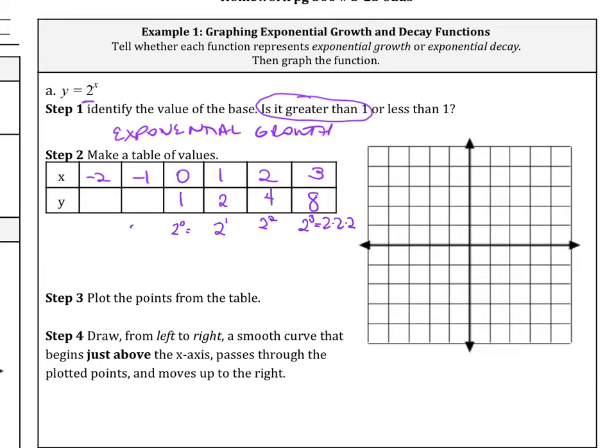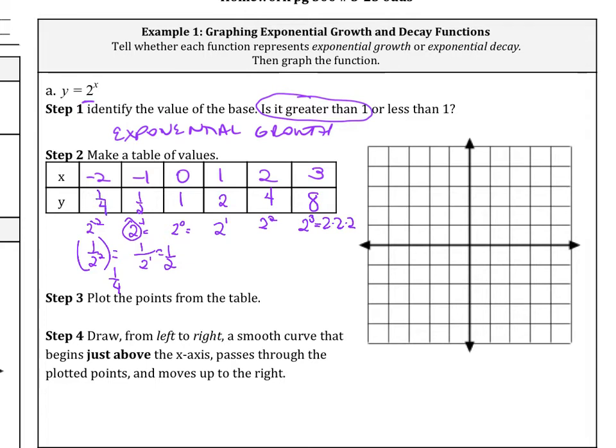So let's go to the other side. Let's go 2 to the -1. Now remember with a negative exponent, what that means is you take the reciprocal of what it's attached to. So therefore this becomes 1 over 2 to the first power, or just 1 over 2. Then 2 to the -2, what that means is you do the reciprocal, now it's a positive exponent, and then you square it, so it becomes 1 over 4.